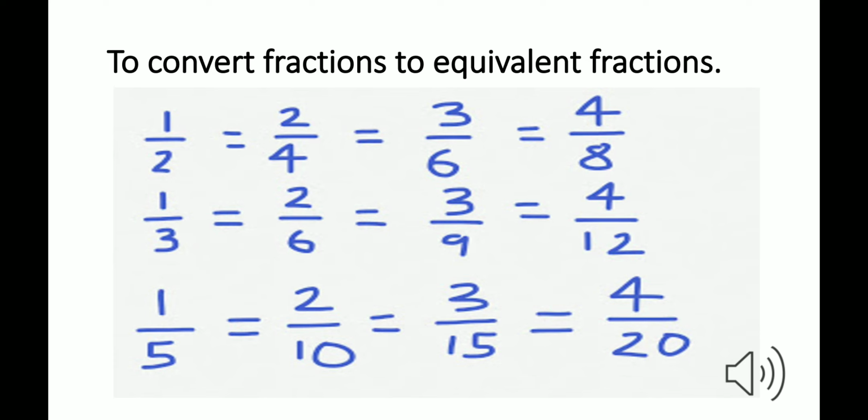Again, we are multiplying by, if we take 3 by 6, so it is again 3 ones are 3 and 3 twos are 6. Then 4 by 8, 4 ones are 4 and 4 twos are 8. These all are equivalent fractions. Okay.